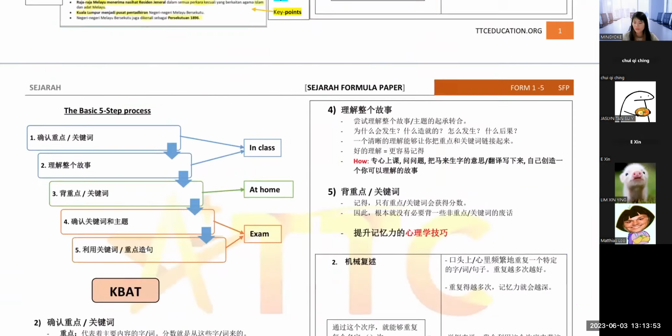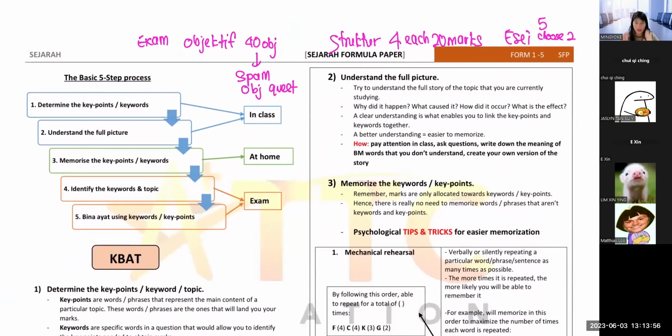Okay, so another thing I need you all to understand is, when you do objective, you spam the question. Structure and essay, you go according to your keyword. How many marks they give you, you give that many points. If, for example, they give you 4 marks, then you give 4 points.